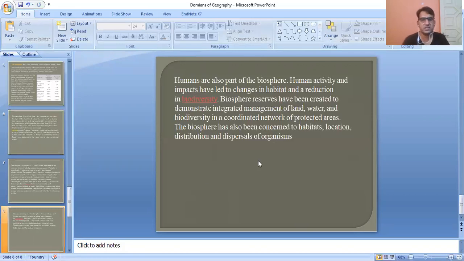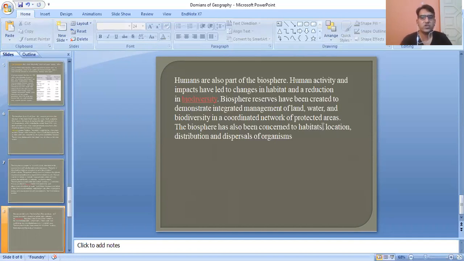So biosphere reserves have been created to demonstrate, integrate, and manage land, water, and biodiversity in a coordinated network of protected areas. I told you at the beginning, these spheres interact, overlap, and communicate. They depend on each other to fulfill their requirements. So here also there are land, water, air, and gas.